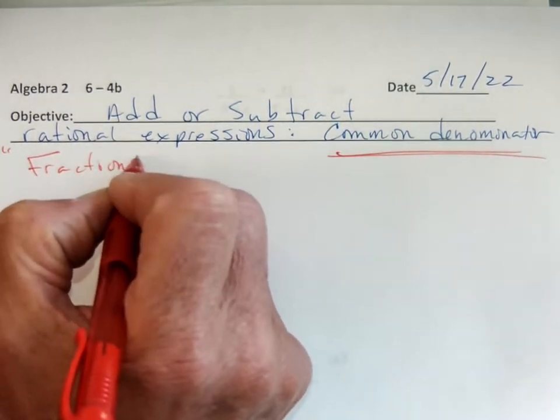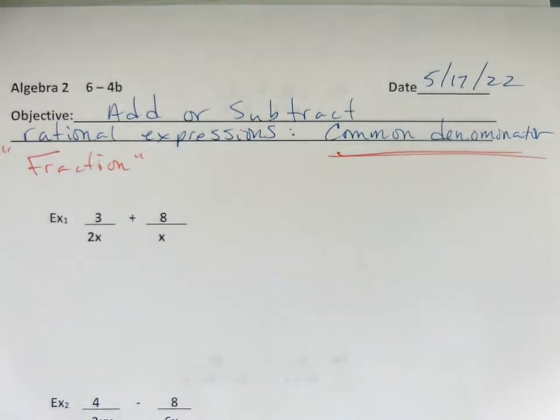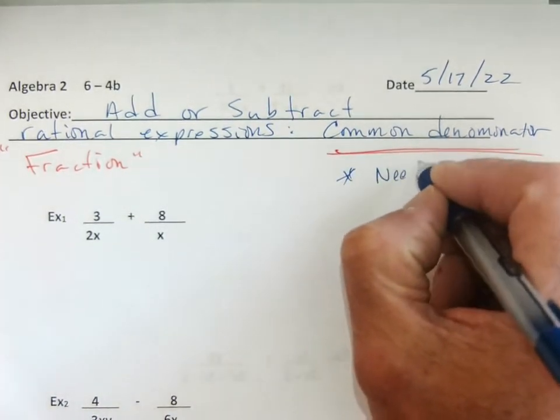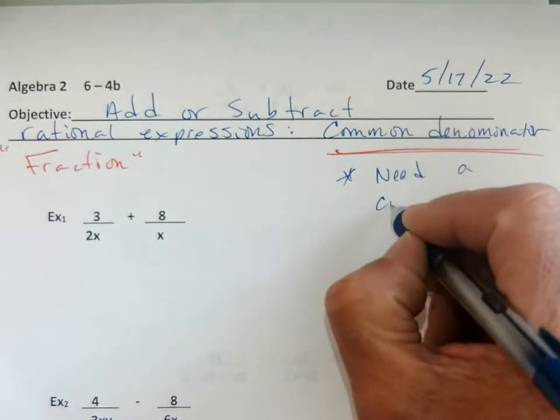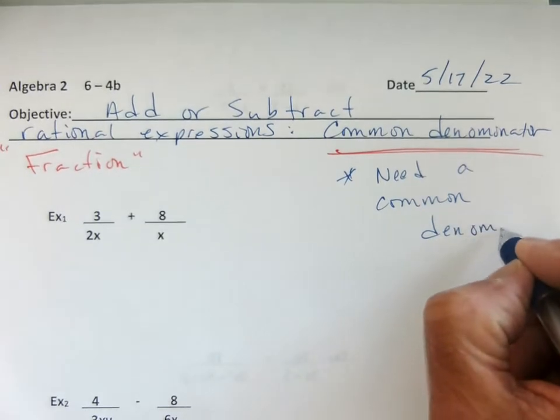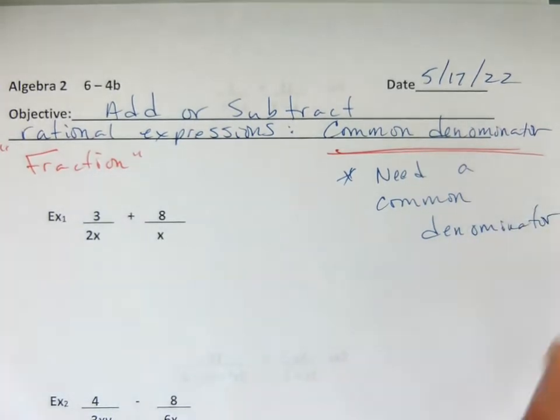And I'll back up and let you get caught up, okay? We're going to add or subtract rational expressions, and the term rational expression is just a fancy math word for fraction. Today, though, we're going to need a common denominator, because you can't add them unless we have a common denominator.